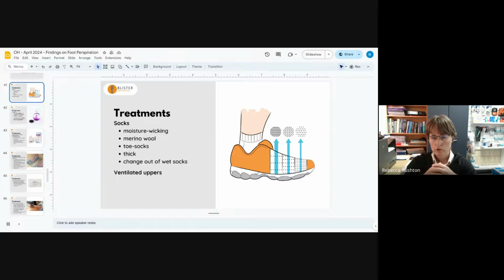Now, we could assume that that was because of a moisture management function, but who knows? It could have been something else related to its thickness. It could have been a pressure reduction strategy, or it could have been via a shear absorption mechanism. But either way, we kind of know that thick socks work better than thin. And of course, changing out of wet socks, even just once in the middle of the day, can help a lot in managing moisture. Ventilated shoe uppers are obviously much better than Gore-Tex.